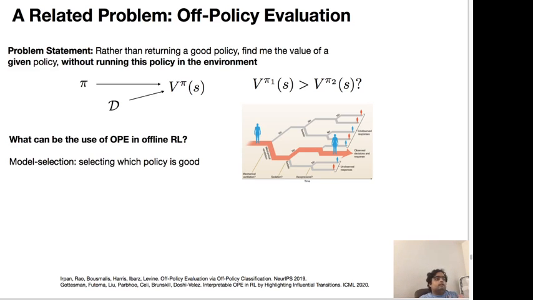From an offline RL perspective, the use of OPE is in the problem of model selection, where we are interested in selecting which policy is good. So imagine we run an offline RL algorithm, we store all the policy checkpoints that we observe during training, and we then try to use an OPE style method to select which of those policies should be the policy to finally deploy in the environment.